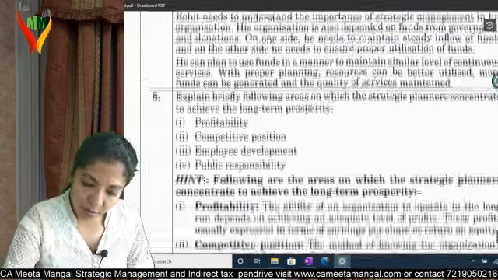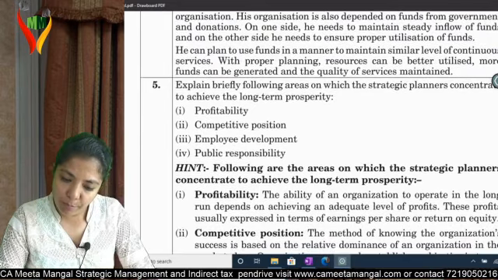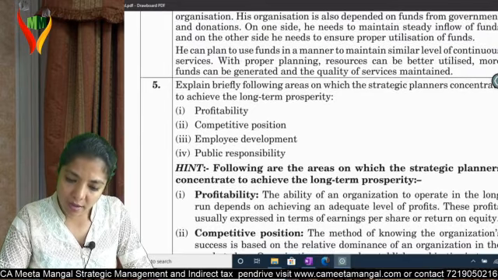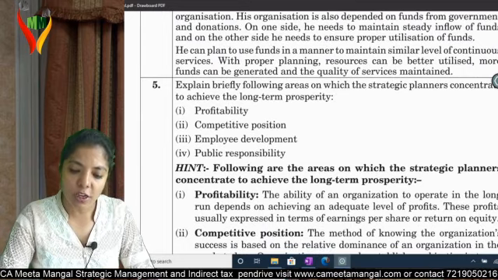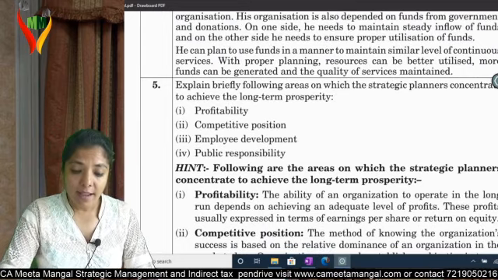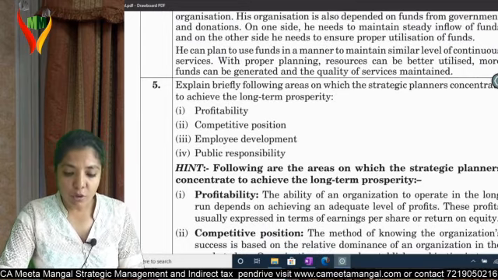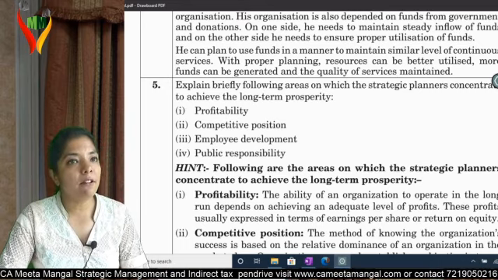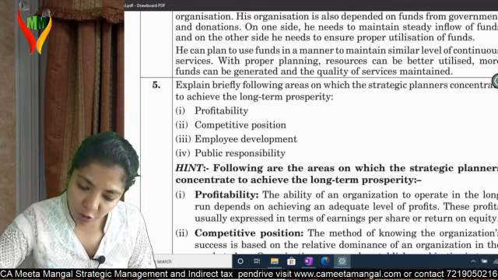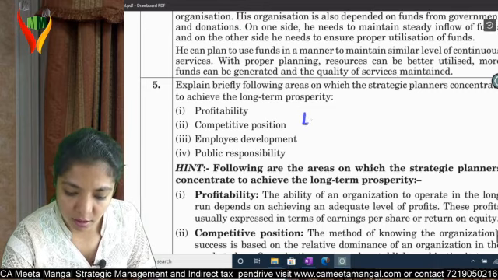Am I clear? Come to fifth question. Explain briefly the following areas where SM concentrates to achieve long-term prosperity. Am I clear? Profitability, competitive position, employee development, and public responsibility. You have to learn this answer. Learn by heart.